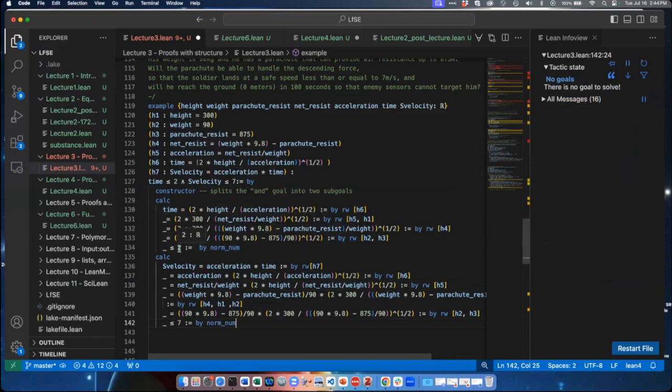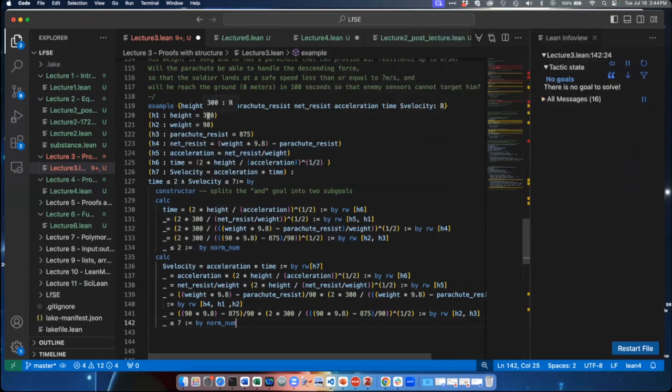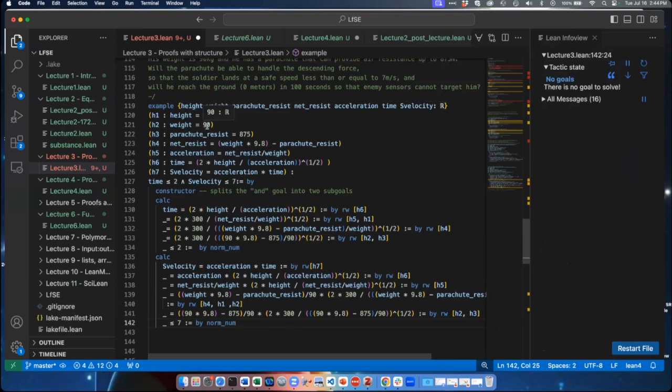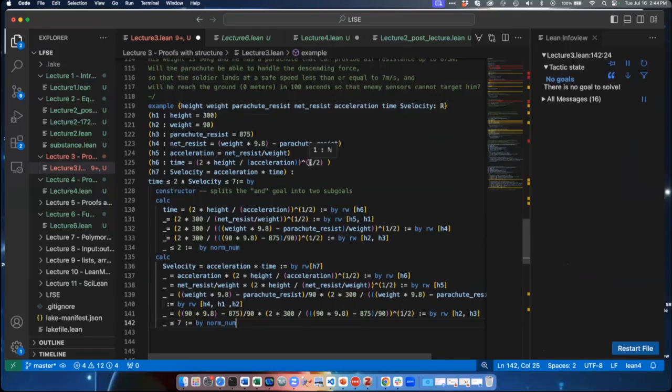And the tricky thing, and this is something to watch out for when you're dealing with number types, is you want to keep track of all of the number types that you're working with. 300 is a real number. Why is it a real number? Because I told it height is a real number. So the 300 here is a real number. 90 is a real number. 875, these are all real numbers. But this 1 over 2, the 2 is a natural number and the 1 is a natural number.